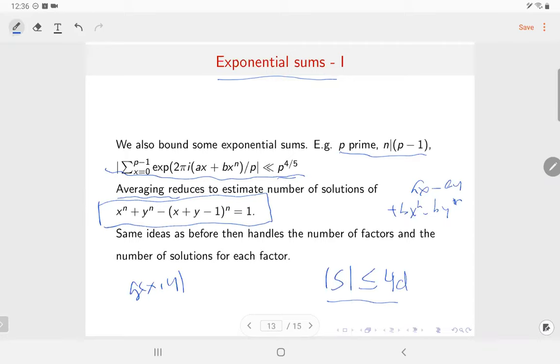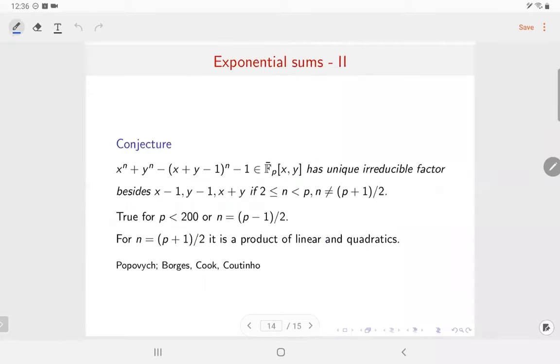But this equation is very special, and one thing that we looked at is, how does this factor? So we can prove a theorem. We can prove that the number of factors is small, that each factor has large degree, except there are some sort of trivial factors. This polynomial is symmetrical, so it has a few factors that you can't avoid, x minus 1, y minus 1, and x plus y. X plus y only happens when n is odd. Anyway, it's only for one of these two cases that the x plus y will occur, but it will definitely occur.